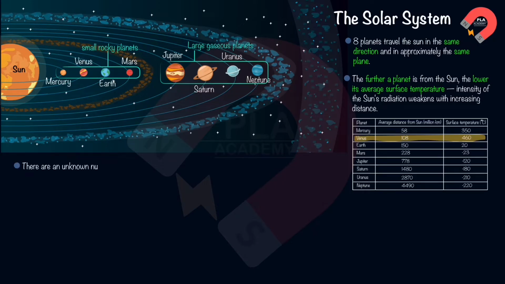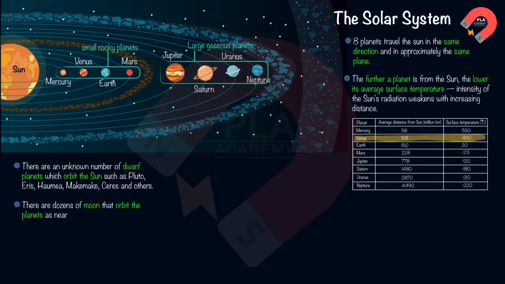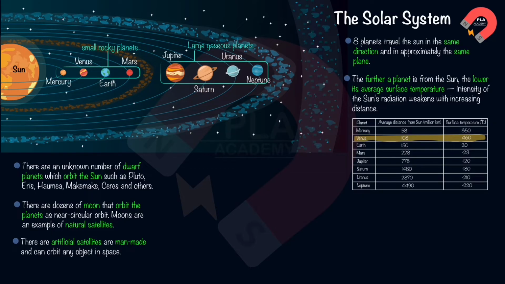There are an unknown number of dwarf planets which orbit the Sun, such as Pluto, Eris, Haumea, Makemake, Ceres and others. There are dozens of moons that orbit the planets in near-circular orbits. Moons are an example of natural satellites. There are artificial satellites, which are man-made, and can orbit any object in space.